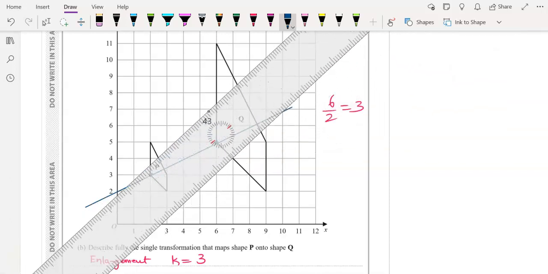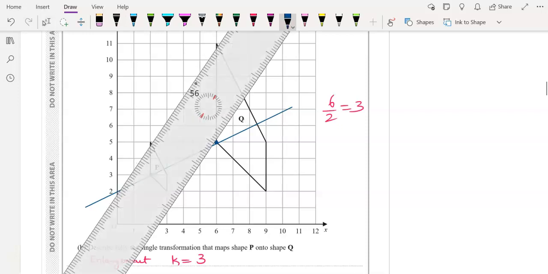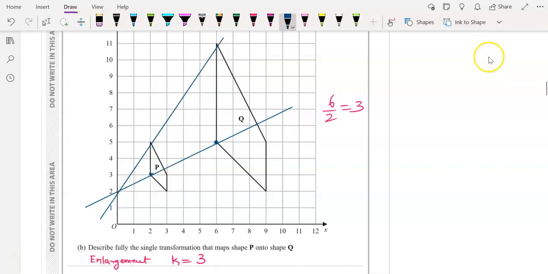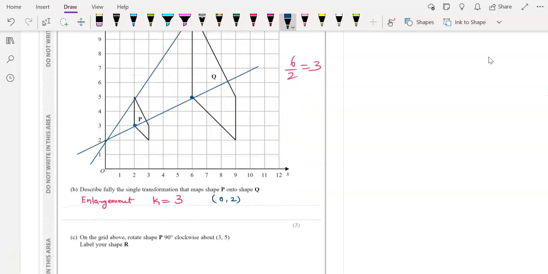Similarly, we'll join one more pair of corresponding points. So let's join these two, and we can make out that even that is going through a common point, and this point is your center of enlargement, which is 0, 2. Now this will give you 3 marks because you need 3 points. So it is an enlargement, scale factor is 3, and the center of enlargement is 0, 2. Now the next part of the question is, on the grid, rotate shape P 90 degrees clockwise about the center 3, 5. For this, you can use tracing paper and you can rotate the shape.